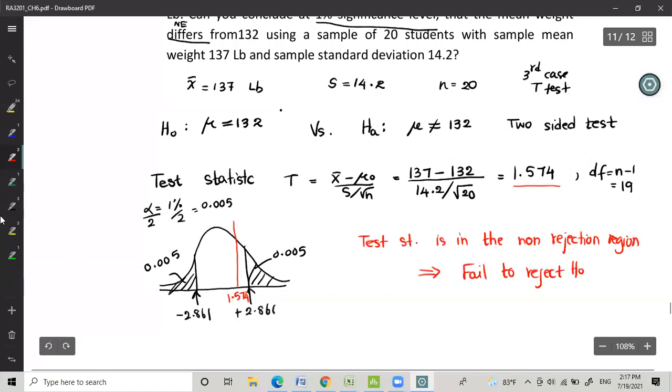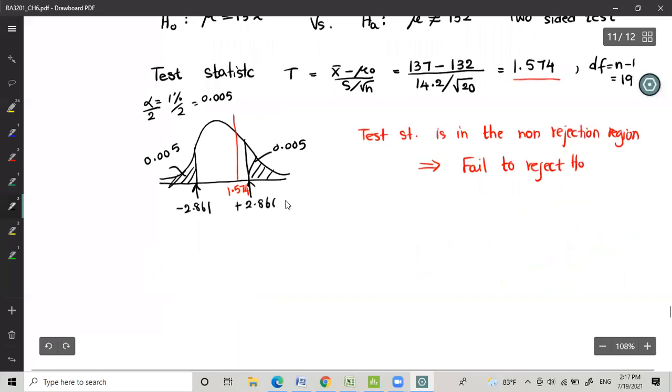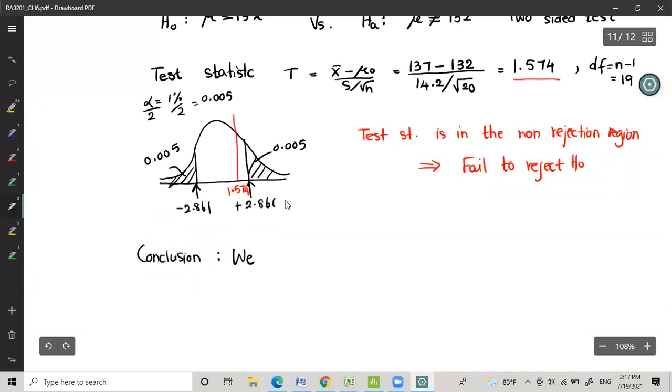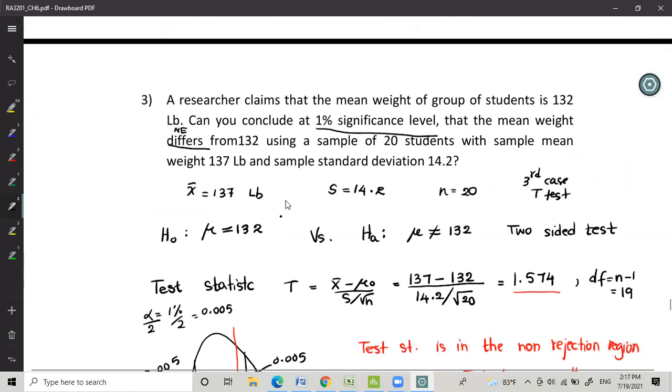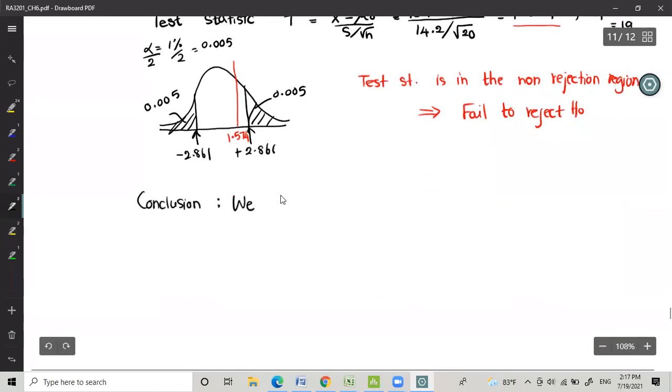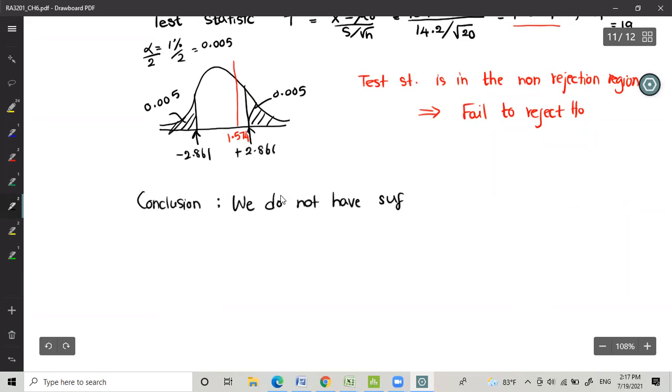Right, so we fail to reject H naught. So can you write the conclusion? Right, how do you write the conclusion? So we fail to reject H0. That means we are unable to conclude what we wanted. So we say we do not have enough evidence to conclude that. We do not have sufficient evidence to conclude that.